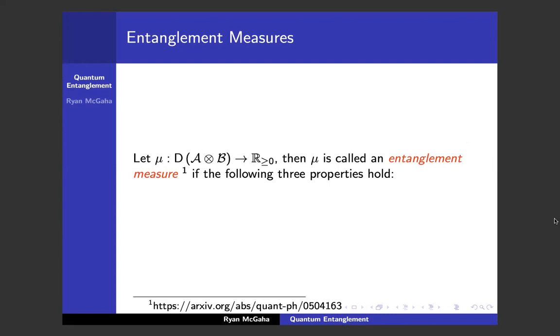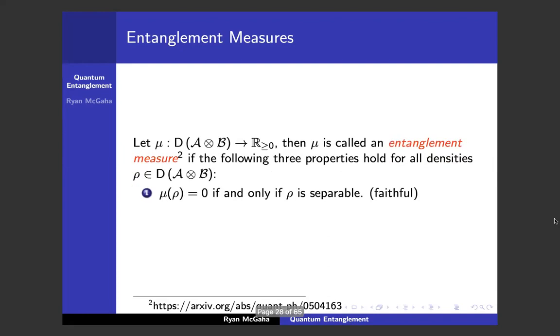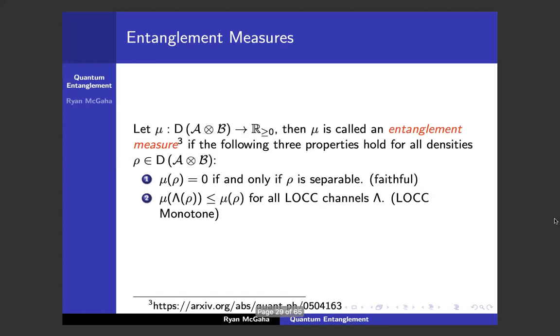But the general idea is the following. Let mu be a function from the density operators on A tensor B to the positive real numbers. We call mu an entanglement measure if the following 3 properties hold. So mu of rho is 0 if and only if rho is separable. We call that faithfulness. If I take an LOCC channel of rho, then the entanglement of L of rho is less than or equal to the entanglement of rho.